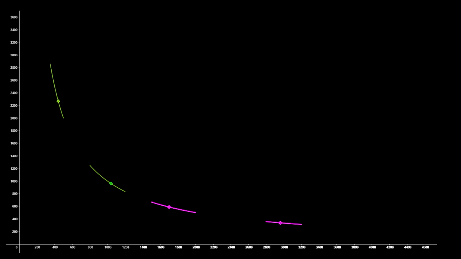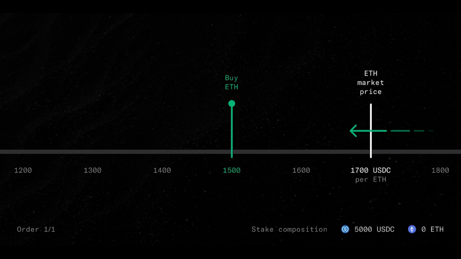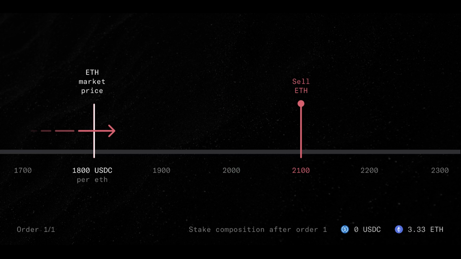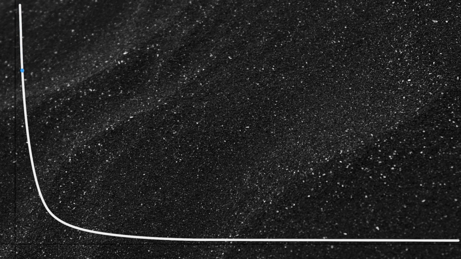But you don't have to create ranges. Carbon allows users to set specific buy and sell points. If you want to buy ETH with everything you've got when it dips to $1,500, you can do that. If you want to sell everything at $2,000, you can do that too. Carbon supports all standard ERC20 tokens and is totally permissionless. Now let's put all of this together.